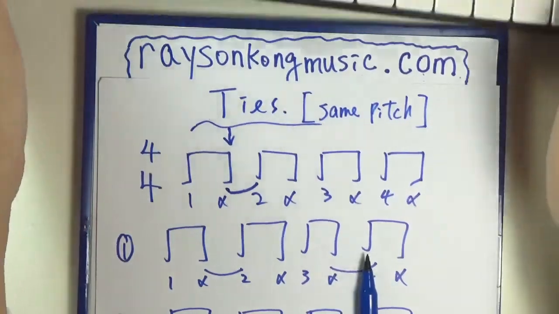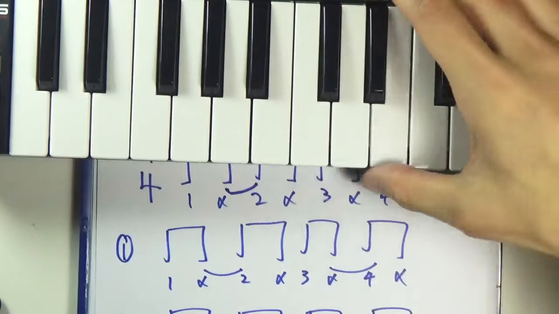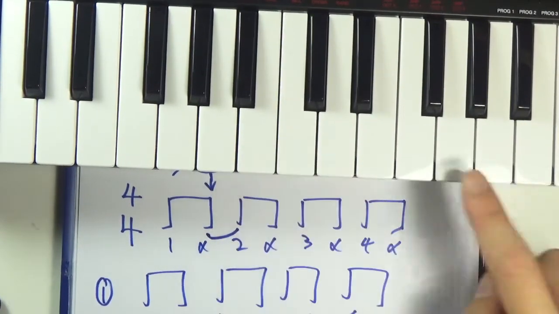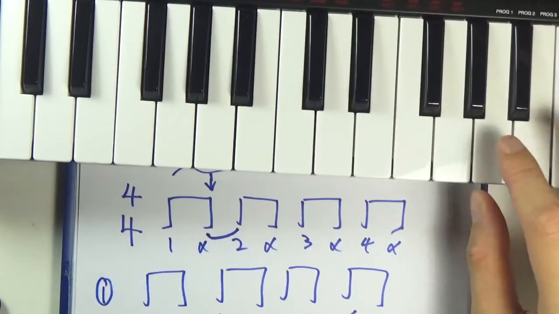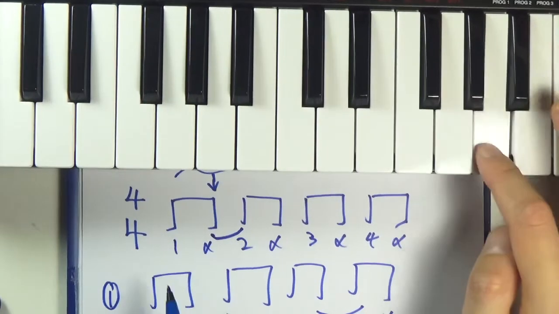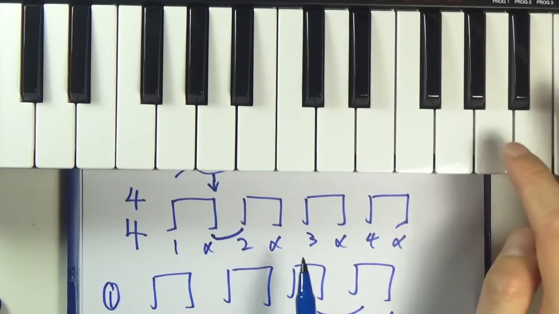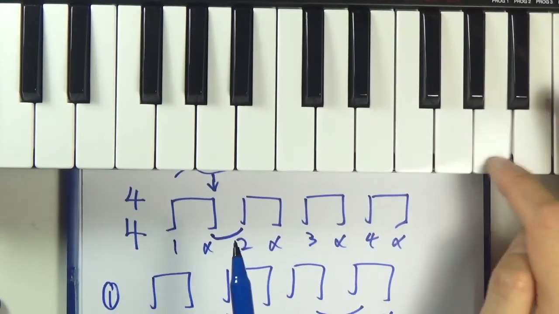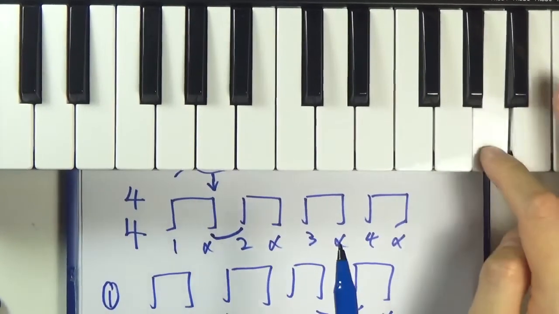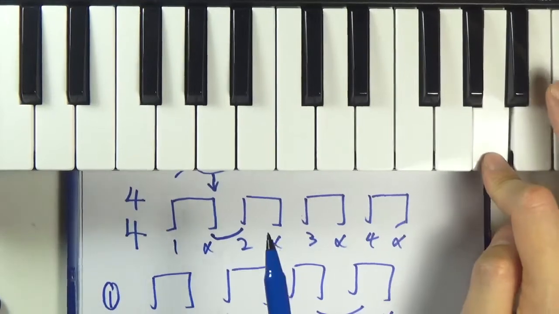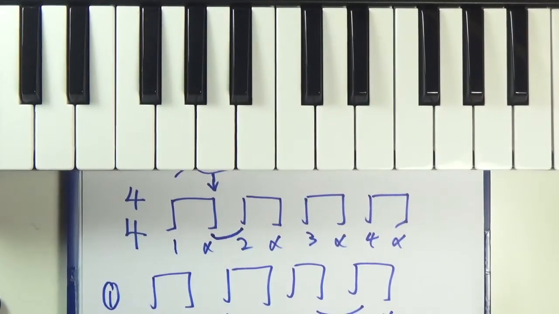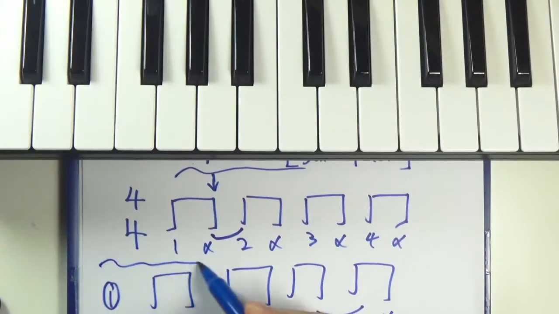Okay, let me bring up the keyboard and do it one more time for you, okay? Let's do a G note. 3, 4, 1 and 2 and 3 and 4 and 1 and 2 and 3 and 4 and. Something like that.